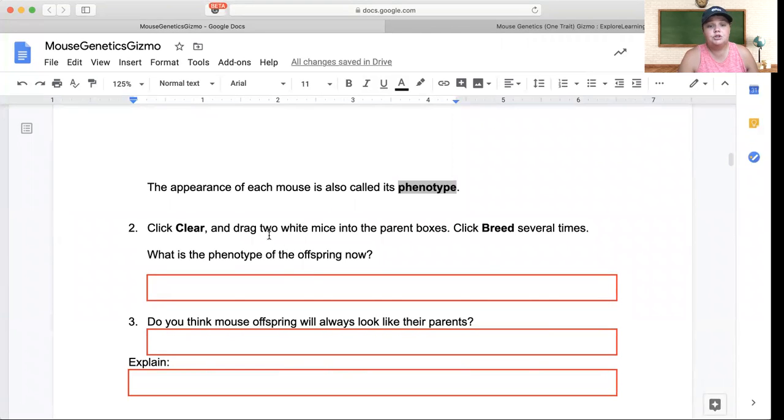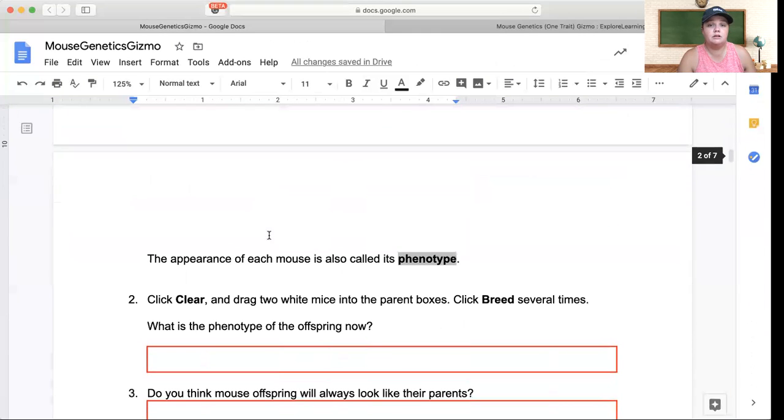So the appearance of each mouse is called its phenotype. So we have 2 different things that we're going to talk about in this series of activities. We have phenotype, which starts with a P, and genotype, which starts with a G. So phenotype is PH, right? That is your physical appearance, or what you actually look like on the outside to everyone else. So my phenotype for hair is brown. My genotype may be a combination of different things.